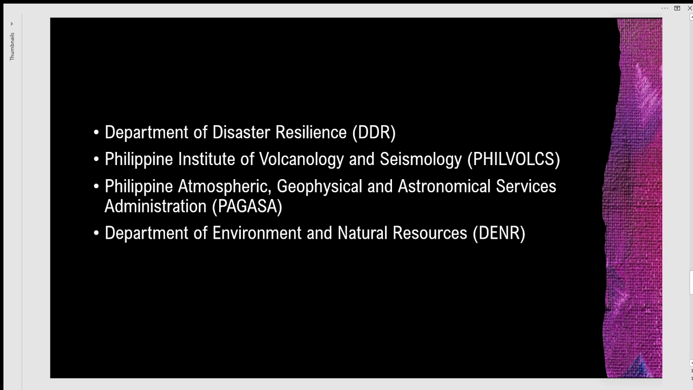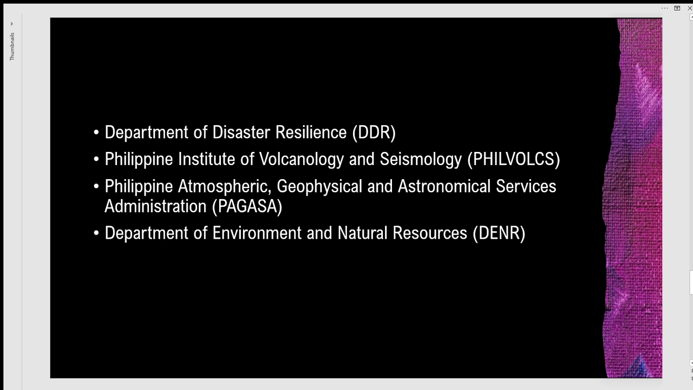So, yung DDR naman, sila yung responsible for leading, managing, and organizing national efforts to prevent and reduce disaster risk. So, responsibility nila na makatulong sa environment, para ma-reduce natin yung mga disaster risk. So, sila yung nangunguna doon.